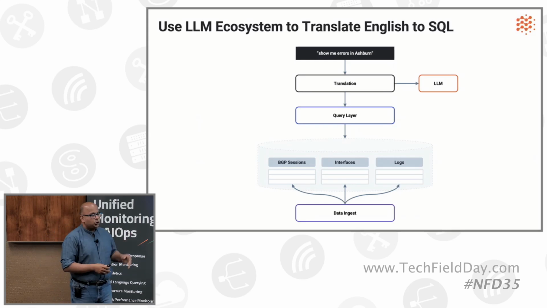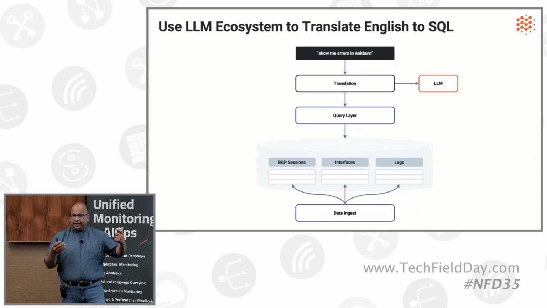The English phrase is "show me errors in Ashburn." That English phrase now needs to be converted into the right SQL query. That's what the LLM is supposed to do. Because if the LLM converts the phrase into the right SQL query, and we've just learned that with SQL we can query the underlying storage, then our chain is complete. By this English phrase, we are able to get our data.